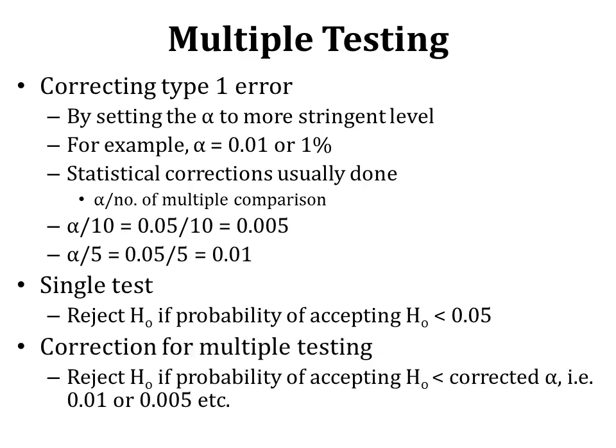But in this case, after the statistical corrections, we reject the null hypothesis if the probability of accepting the null hypothesis is less than the corrected level of significance, that is 0.01 or 0.005, etc. So instead of rejecting the null hypothesis at 0.05, we are rejecting it at 0.01 or 0.005. So is this going to solve our issue? Are we going to reduce the chances of making a type 1 error?